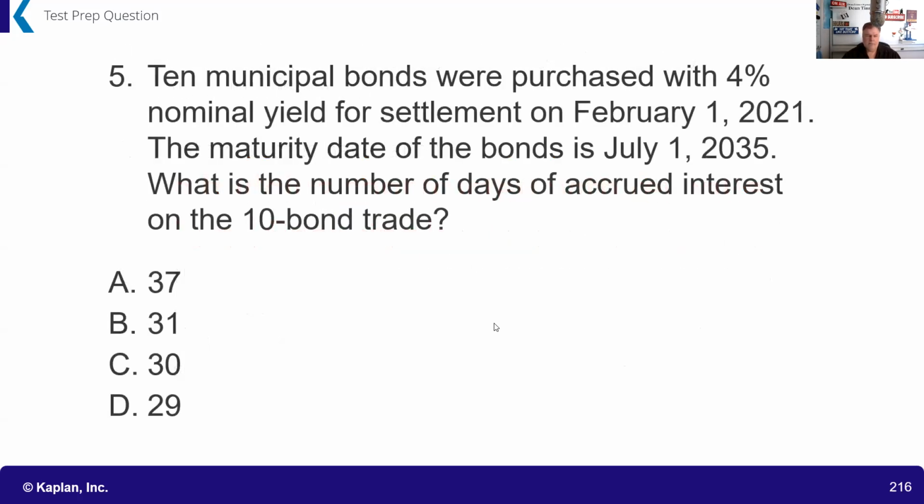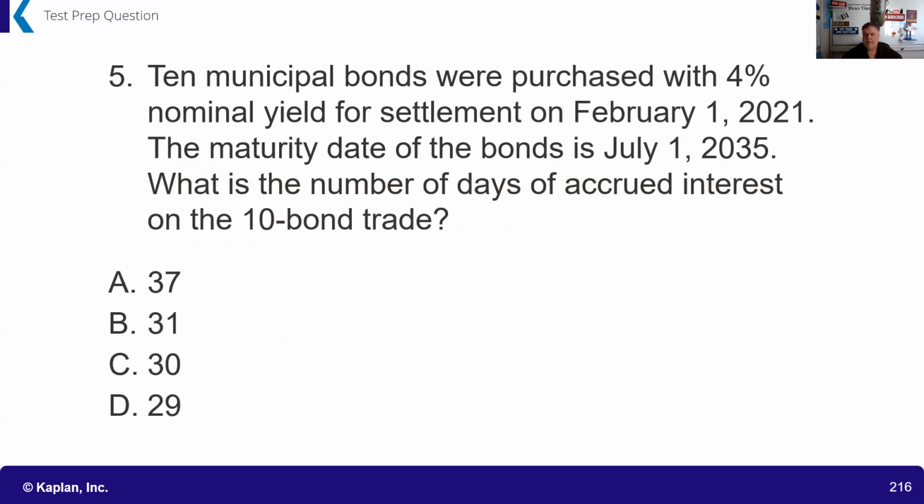Ten municipal bonds were purchased with a 4% nominal yield for settlement on February 1st, 2021. The maturity date is July 1st. That's helpful, because if we know the maturity date is July 1st, and that's when I'm going to get my principal and my last interest check, I now know that this is a J&J bond, January and July. That's helpful, because I need to know from January to February, right?